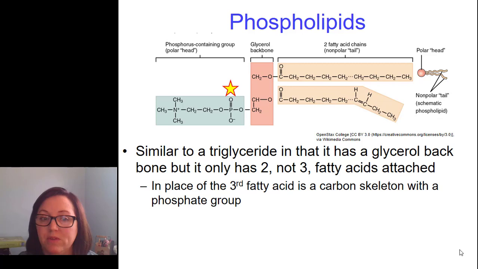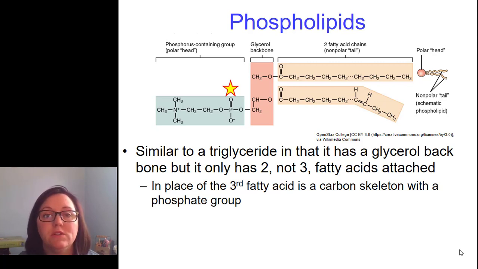Next up are the phospholipids. Phospholipids, as I said before, are very similar to a triglyceride. Like a triglyceride, they have a glycerol carbon skeleton backbone to them. And like a triglyceride, they contain fatty acids, but instead of 3 fatty acids, the phospholipid only has 2 fatty acids. And in place of the third fatty acid is a group containing phosphate.